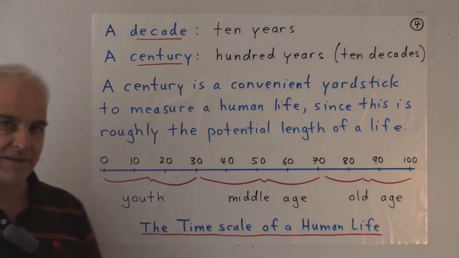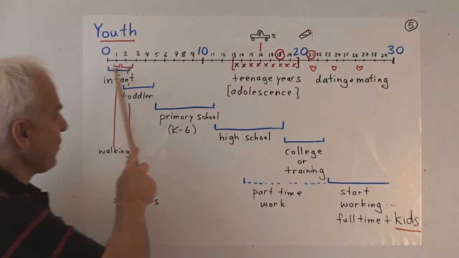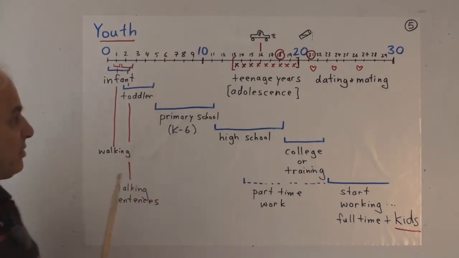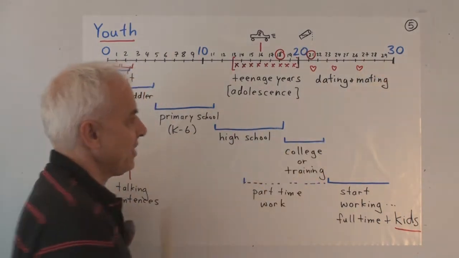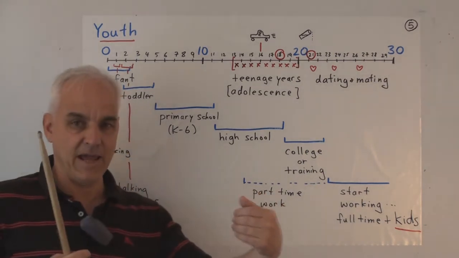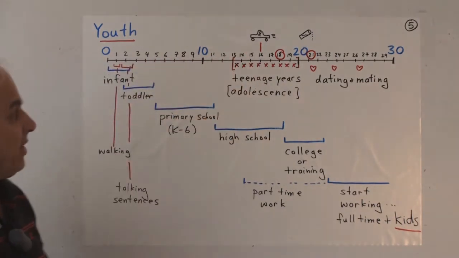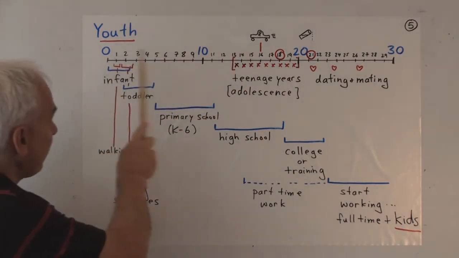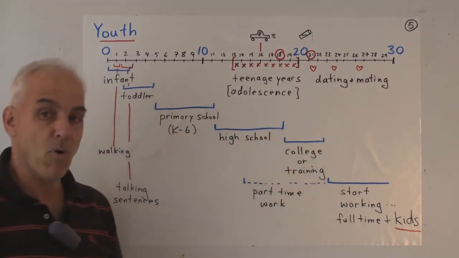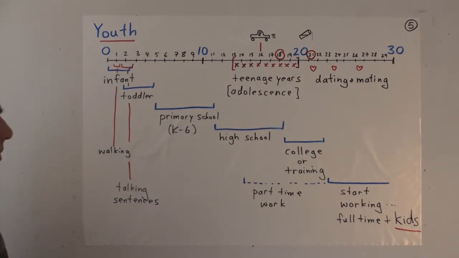Now let's have a look at it in a little bit more detail. So here is youth, our first segment of our time scale, from birth, year 0, to roughly age 30. And so what I've done is I've taken the first part of that scale and sort of stretched it out and magnified it so that we can look at it in more detail. So aside from the numbers 0, 10, 20, and 30, I've now inserted some more numbers. In fact, all of the numbers from 1 up to 30.